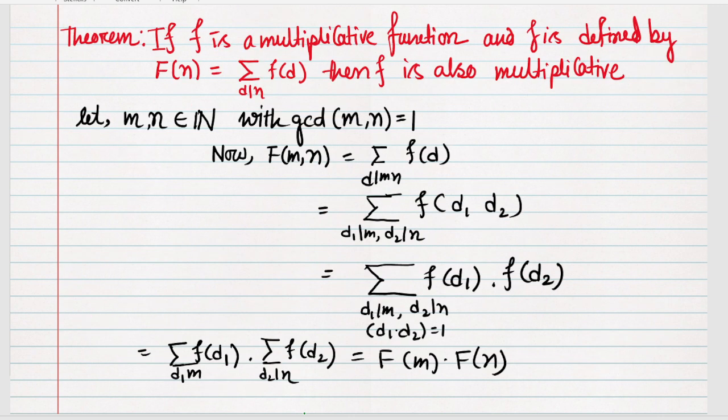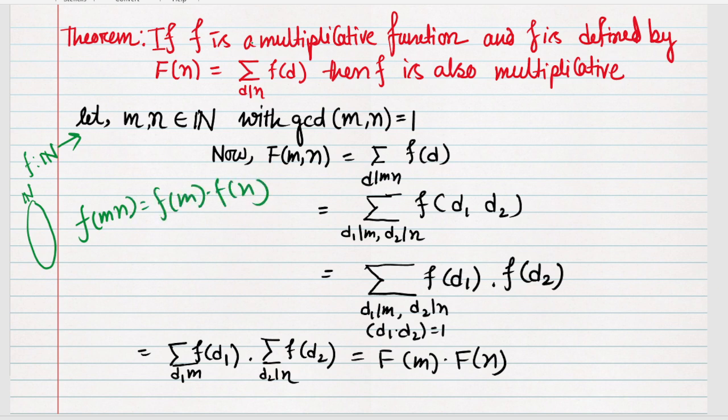So in our next theorem, it says if f is a multiplicative function, we already know that for a function to be multiplicative, it must be an arithmetic function, or number theoretic function. What is an arithmetic function? Its domain is always the natural numbers. So if f is a multiplicative function, then it must satisfy f of mn equals f of m dot f of n.